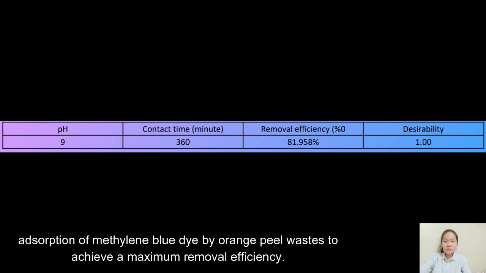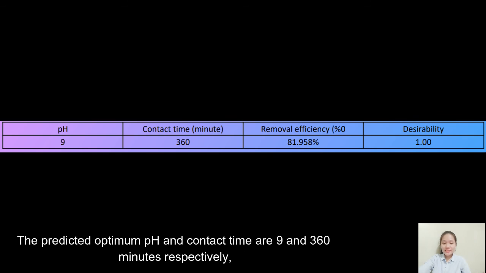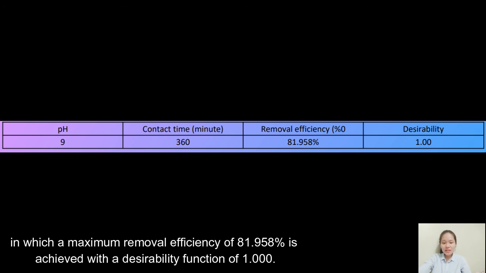In this study, numerical optimization was performed to determine the optimum pH and contact time for the adsorption of methylene blue dye by orange peel waste to achieve a maximum removal efficiency. The predicted optimum pH and contact time are 9 and 360 minutes respectively, in which a maximum removal efficiency of 81.958% is achieved with a desirability function of 1.